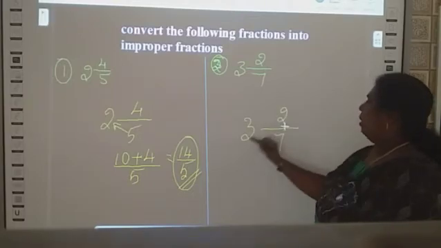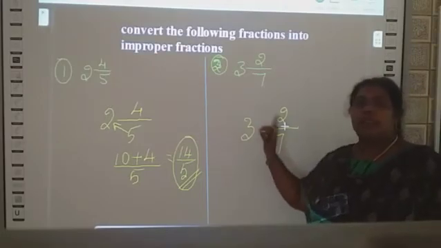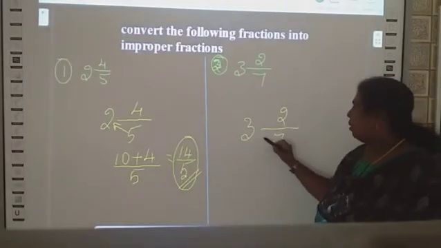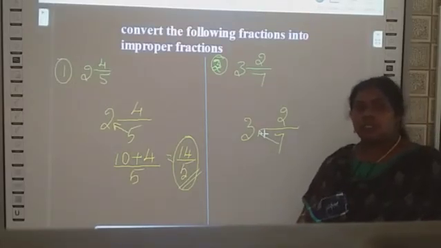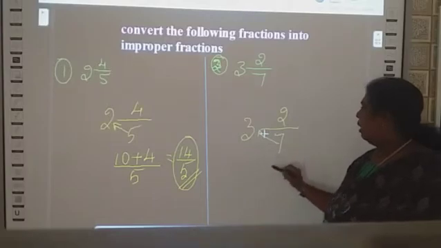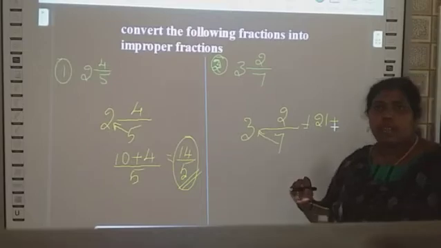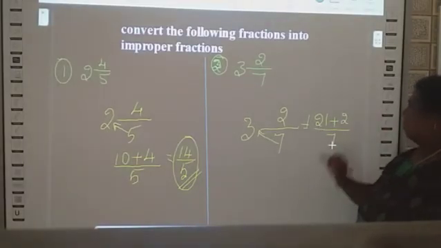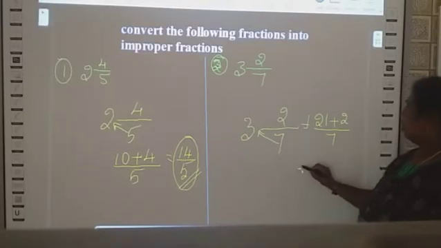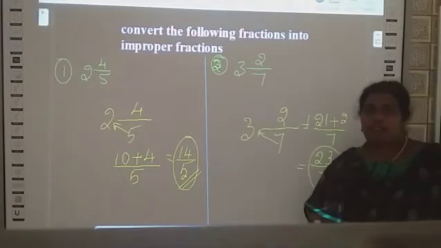Next is, see this: 3 and 2 by 7. How to do it? We have to multiply the denominator and the whole number first. Multiply 7 times 3. 7 times 3 is how much? 21, right? 21 plus, which number do we have to add? The numerator value, that is 2, divided by 7. Understand? So 21 plus 2 is how much? 23 divided by 7. This is the improper fraction.